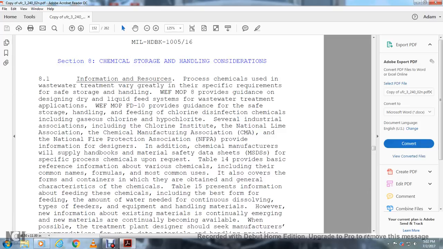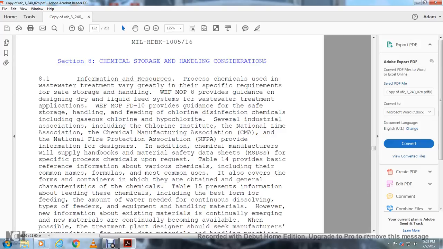Several industrial associations, including the Chlorine Institute, National Lime Association, Chemical Manufacturers Association, and National Fire Protection Association, provide information for designers. Chemical manufacturers will supply handbooks and material safety data sheets for the specific process chemicals upon request. Table 14 provides basic reference information for various chemicals, including their common names, formulas, and most common uses. It also covers the forms and containers in which they are obtained and the general characteristics of the chemicals.